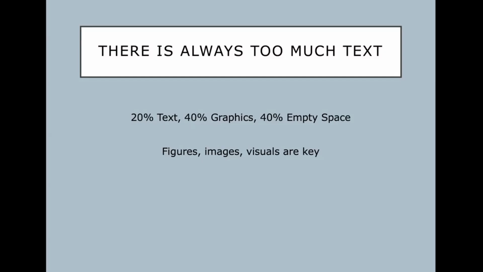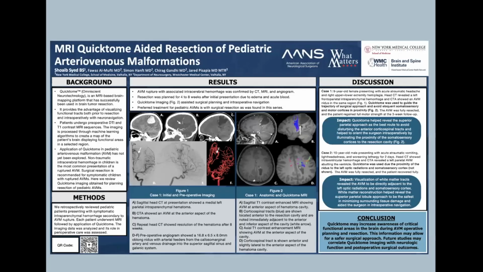So the ratio that most people follow is 20% text, 40% graphics, and 40% empty space. So it's important to have text be at the lower end of the spectrum, with visually appealing tables and figures taking up a lot of the space. Here's an example of a poster that I did that has too much text. You can see there are pictures in the middle, but really there are a lot of words taking up the space, which isn't necessarily ideal.